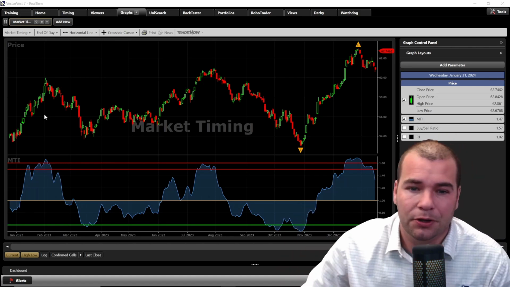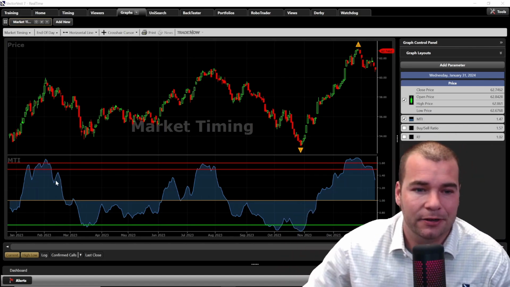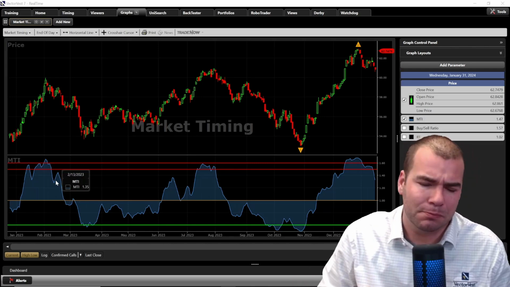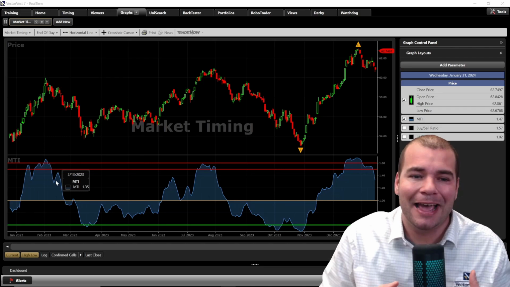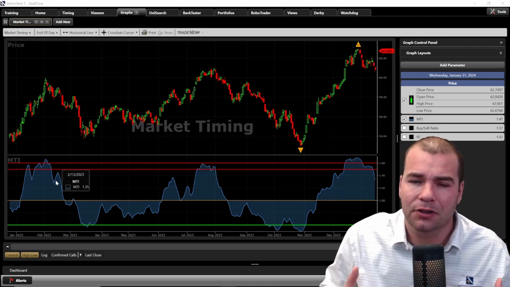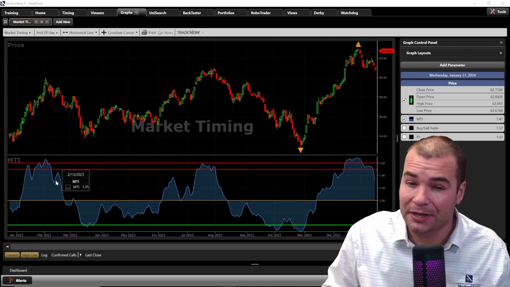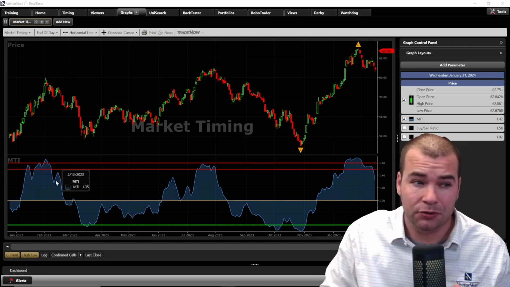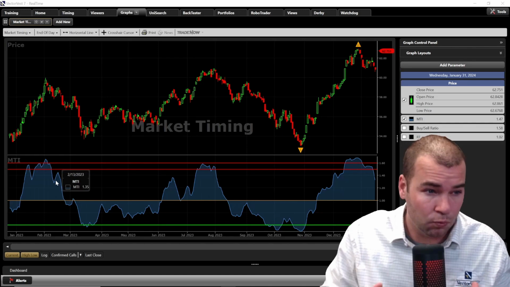Now, just down below, you can see we've got the MTI here. The MTI is our market timing indicator. It tracks the trends of several of our proprietary market timing indicators, giving us a sense of the underlying trend of the market. Now, this is actually one of my favorite indicators in the VectorVest software. And just to be straightforward, this indicator alone is worth a subscription.